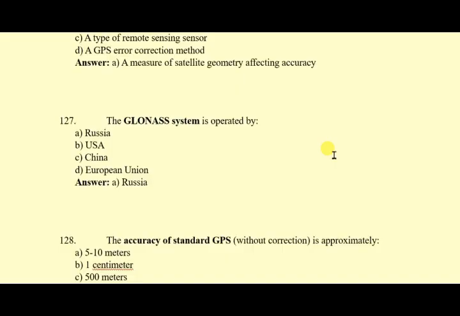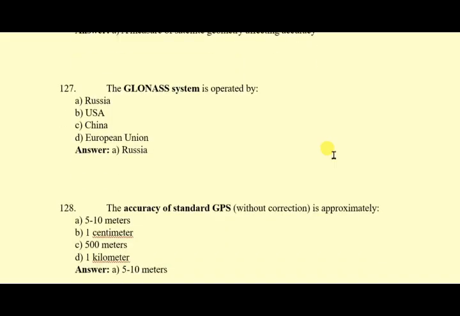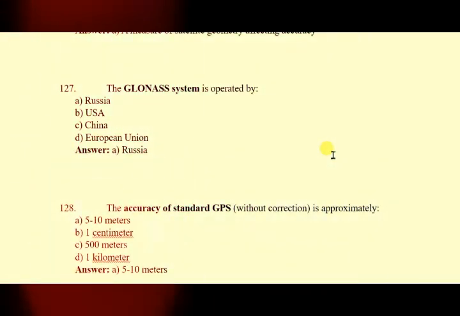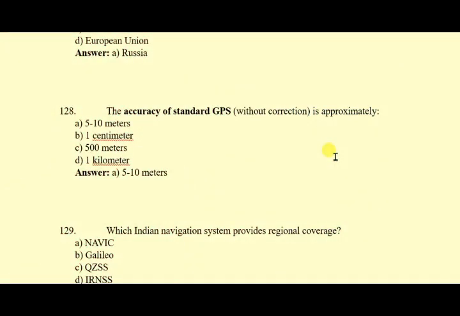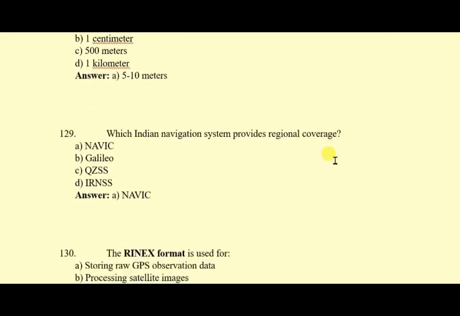The GLONASS system is operated by Russia, USA, China, European Union. Here the right answer is Russia. The accuracy of standard GPS without correction is approximately 5 to 10 meters, 1 centimeter, 500 meters, 1 kilometer. The right answer is 5 to 10 meters.